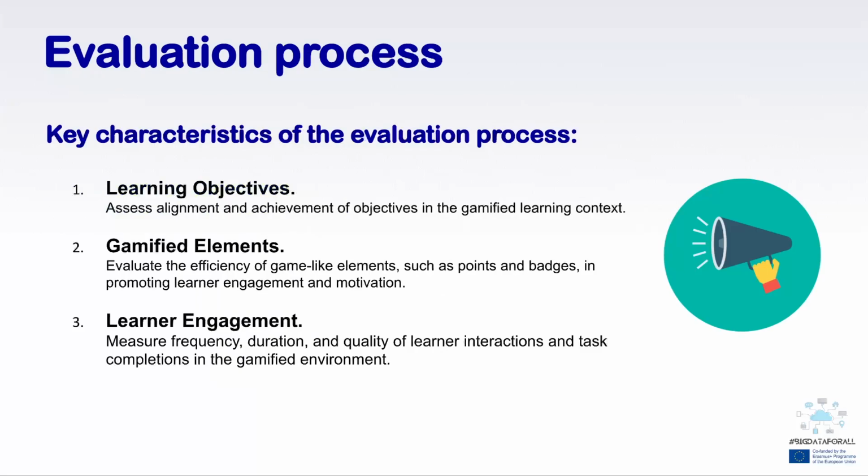So when designing an evaluation process, there are a few key characteristics to take into account. First of all, the learning objectives. The learning objectives should always be aligned with the gamification elements that are used or with the gamification context. I will give an example later in this video. Next, gamification elements. There are quite some elements that we can implement, such as points and badges. It is important to evaluate how efficient all of those elements are in a specific use case.